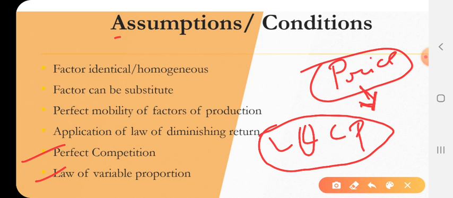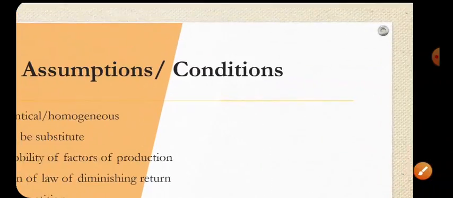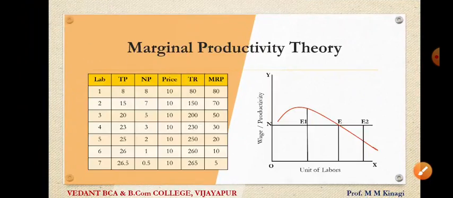So we need to keep these assumptions in mind. We need to remember all these assumptions. An assumption is nothing but a condition. We should know this before manufacturing, or before identifying the marginal productivity theory, we should understand this first. Then the same thing we will see in the next slide. We can see the chart.